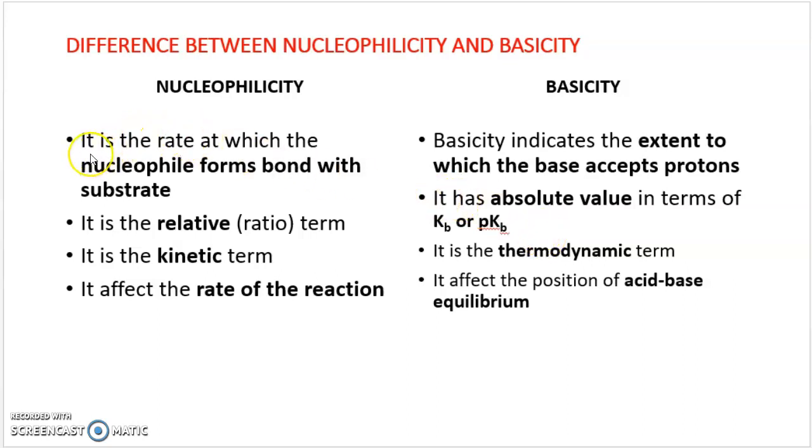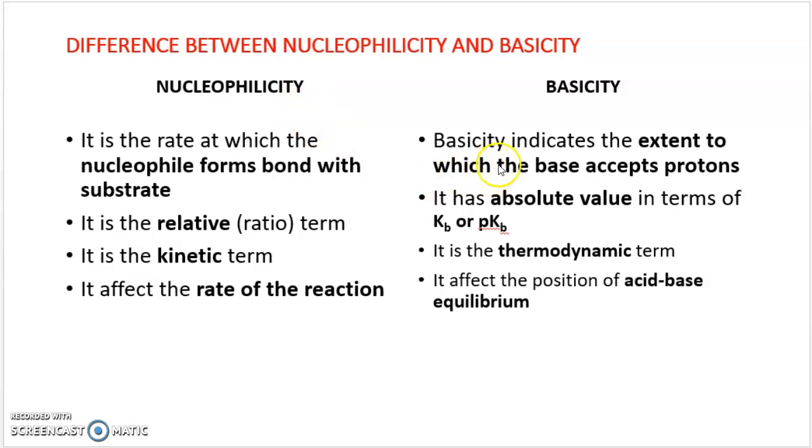So what is the first point of difference? What is nucleophilicity? It is the rate at which the nucleophile forms a bond with the substrate, and the substrate here will be the electrophile, because a nucleophile always attacks an electrophile. So how fast a nucleophile forms a bond with an electrophile is called nucleophilicity.